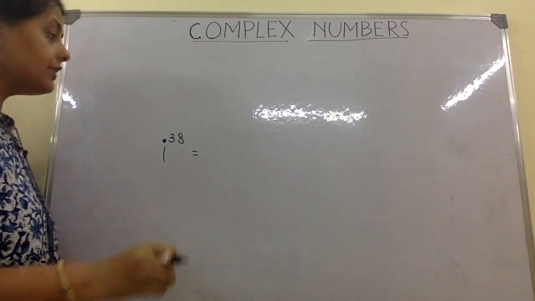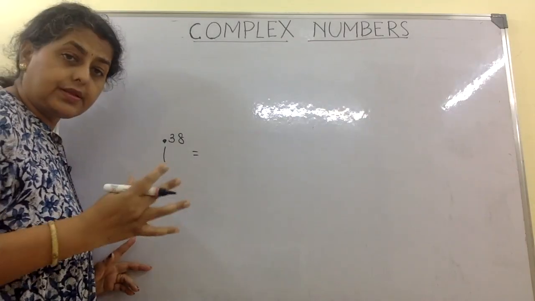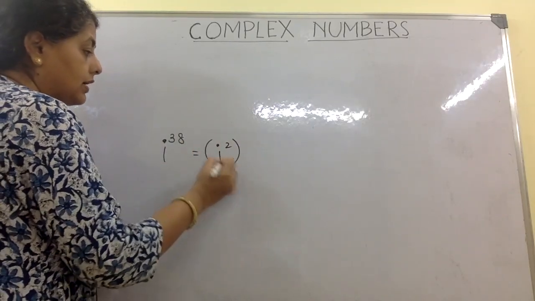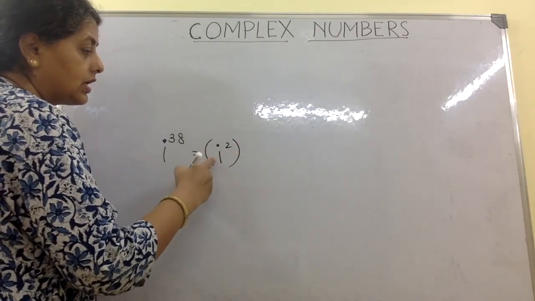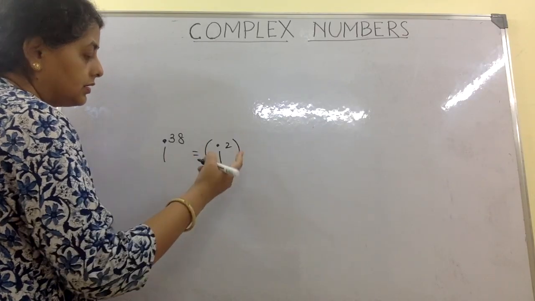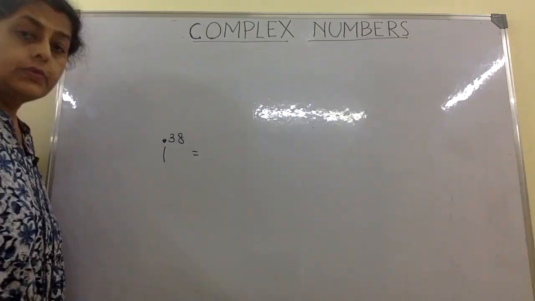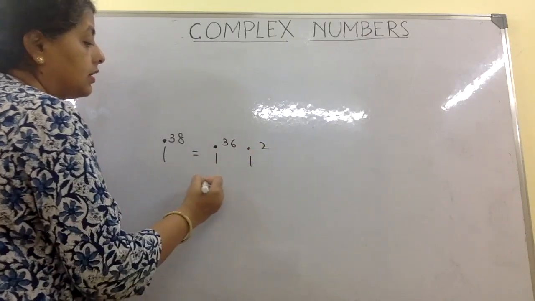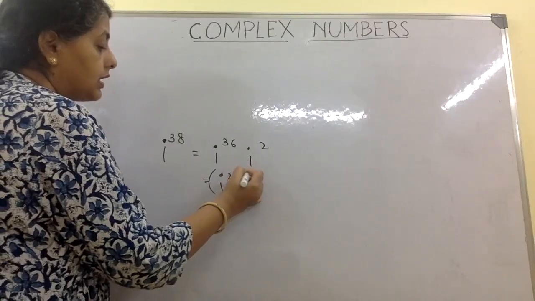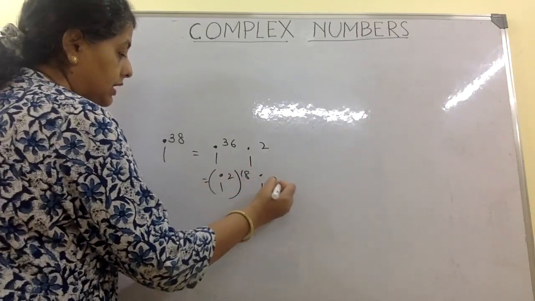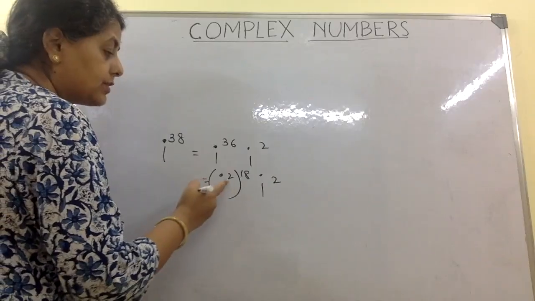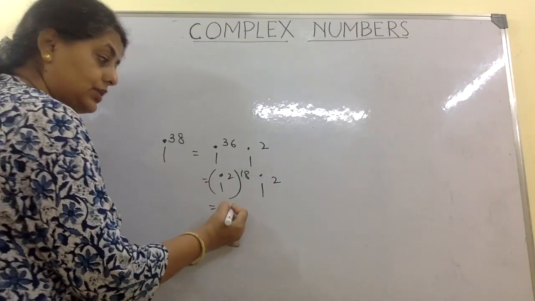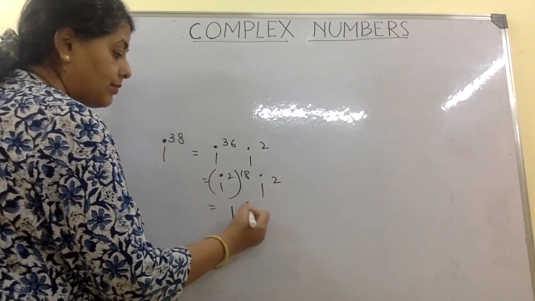Now if they tell us to find the value of i to the power 38, what do we do? We'll just split it as i to the power 36 into i square. That is i square to the power 18 into i square. That is minus 1 to the power of an even number, which is 1, and this is minus 1. So my answer is minus 1.